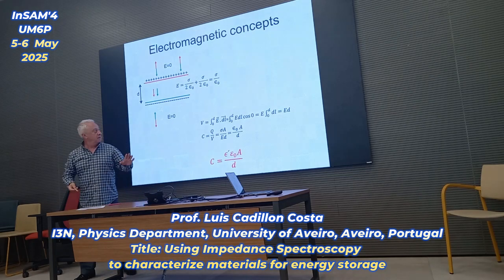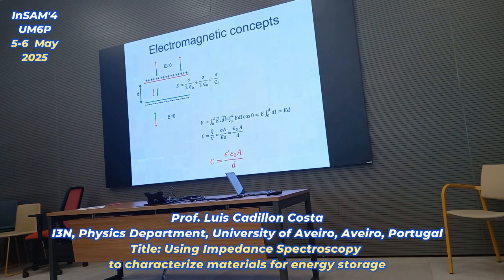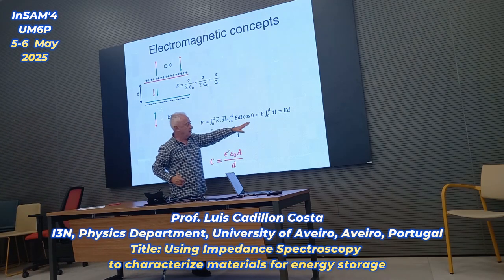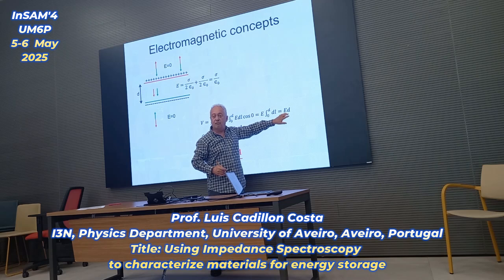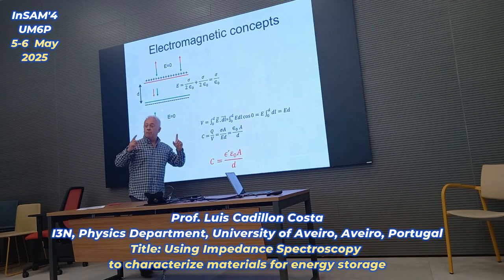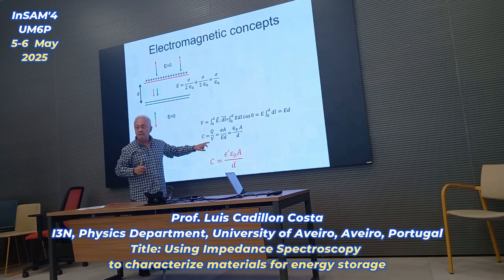So if I have, let's say, two parallel infinite plates, they must be infinite, I have an electric field between them that is exactly this one, and the voltage is this one: the electric field multiplied by the distance. Then I can calculate the most important quantity, which is called the capacitance. The capacitance is the charge divided by the voltage.